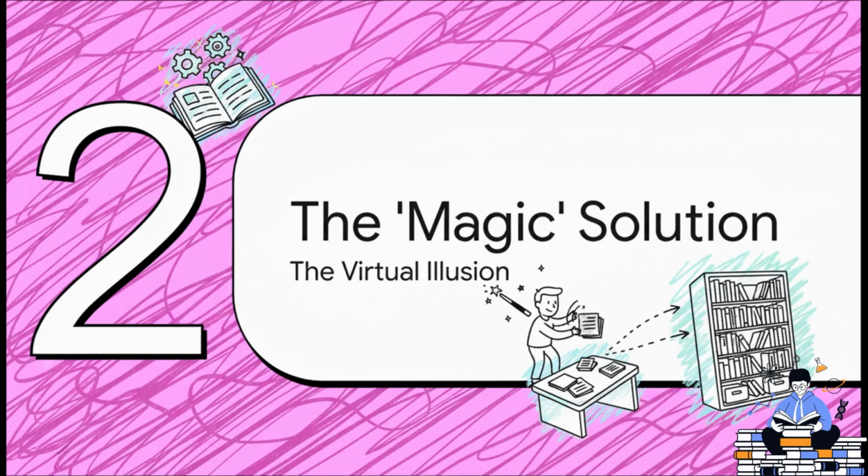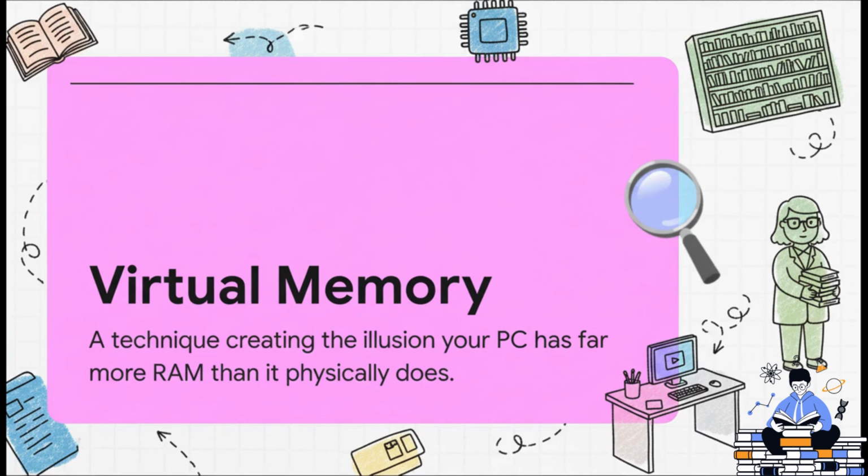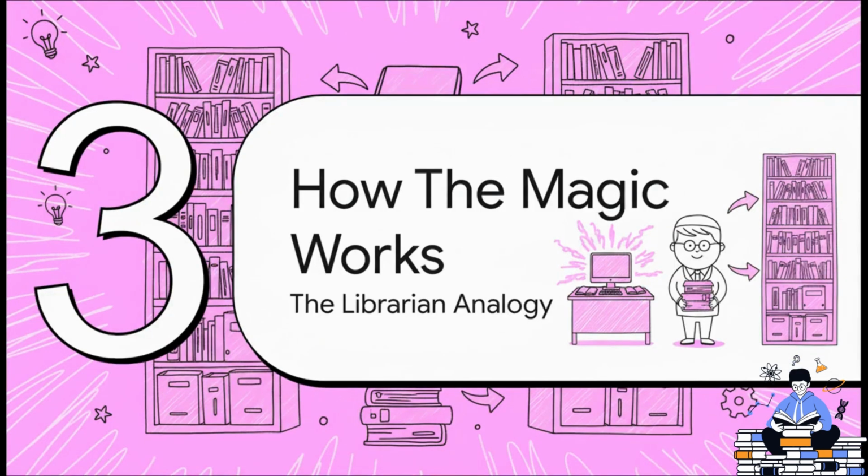Instead of trying to build some infinitely large workbench, which is impossible, computer scientists came up with this totally ingenious system to create the illusion of one. And here it is, virtual memory. What is it? Well, it's basically a technique where your operating system whispers to your programs, hey, don't worry, we've got all the space in the world, even when the physical workbench, that RAM, is completely full. It's a clever lie, really, but it's the lie that makes everything work. The question is, how?